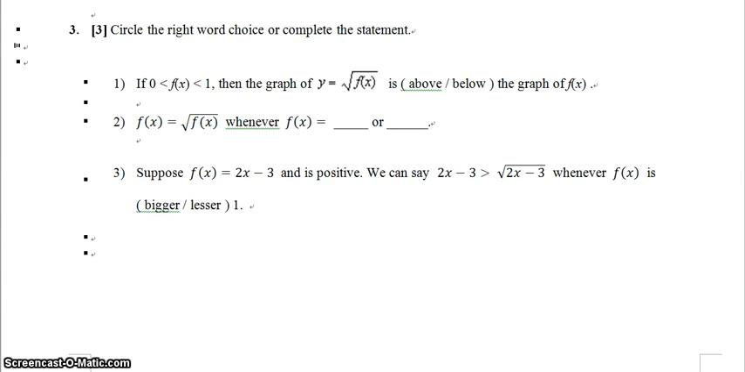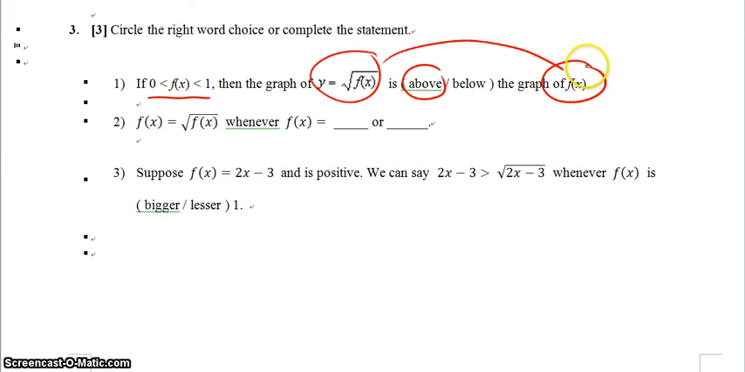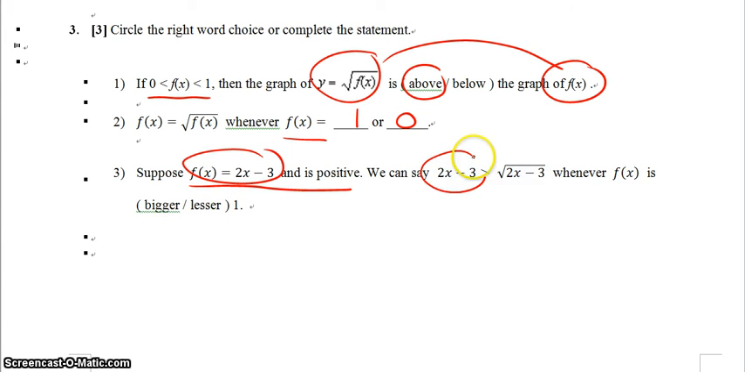Circle the right word. When the function is between 0 and 1, the square root graph will be above. The square root will be above the f of x. They are equal when the function is equal to 1 or 0. So those are the invariant points. Suppose you have this graph and it's positive. We say the original function f of x is bigger than the square root function whenever f of x is bigger than 1.